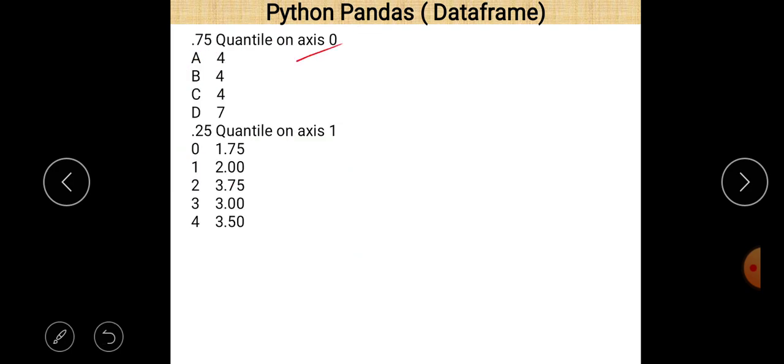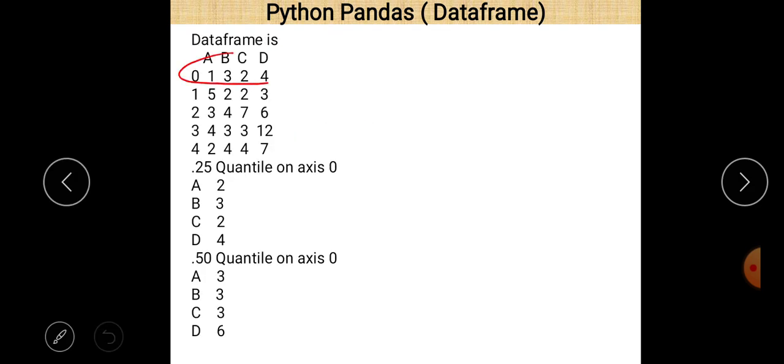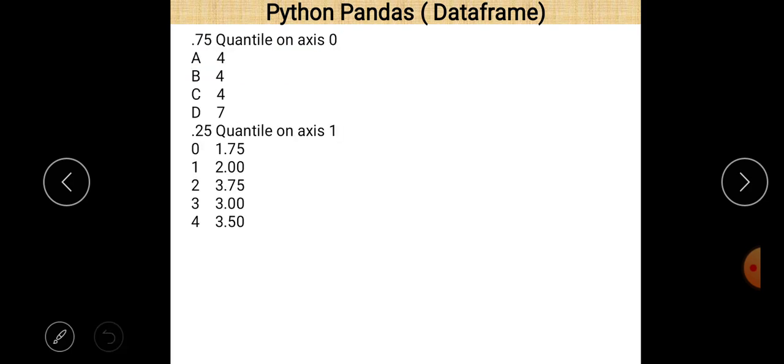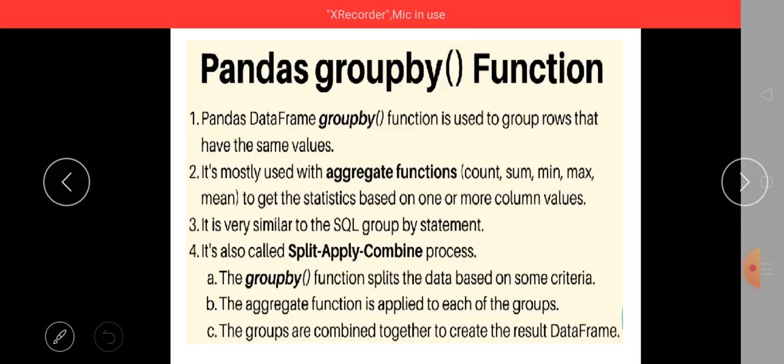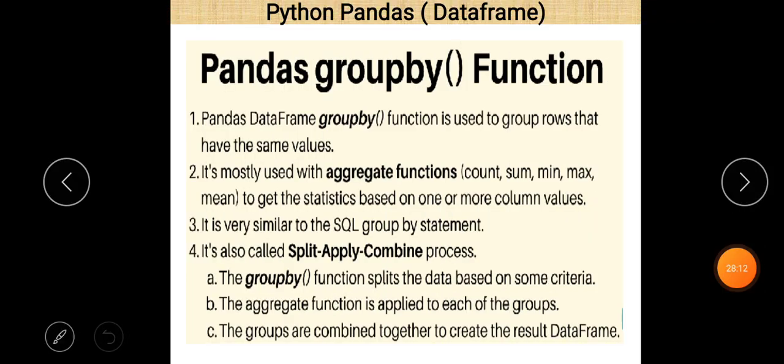And when we talk about the 0.25 quantile on axis 1, this means this will be calculated. And then the 0.5 quantile on axis 1, and then the 0.75 quantile on axis 1. So these are the different values against these quartiles. So this is the concept of quartiles and percentiles.